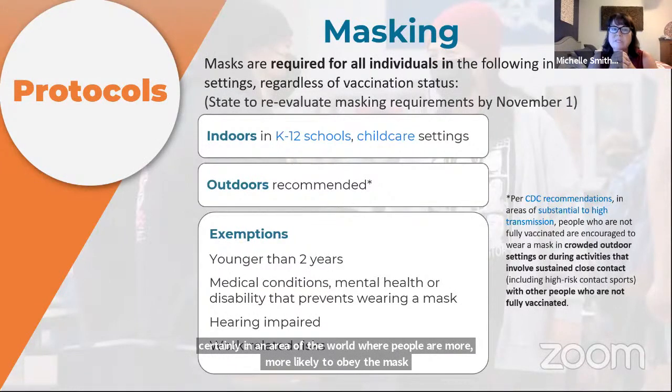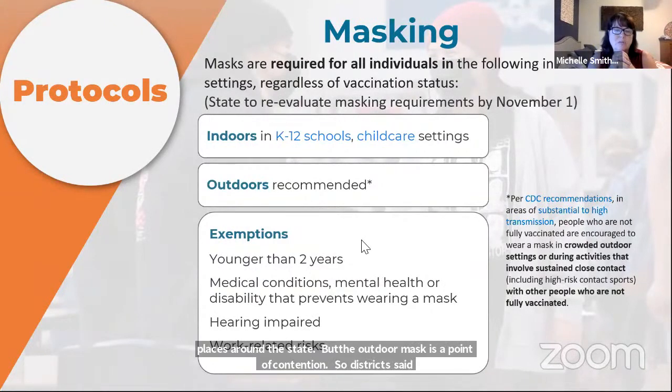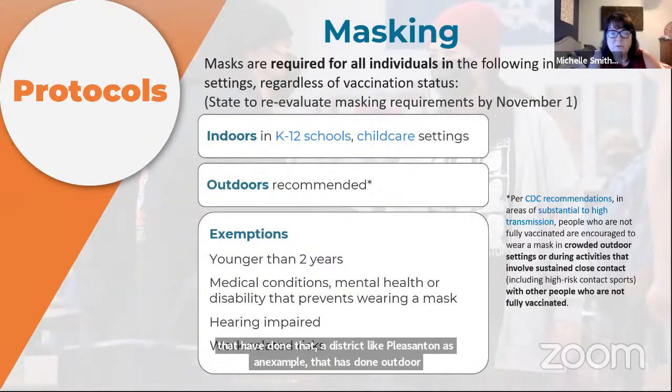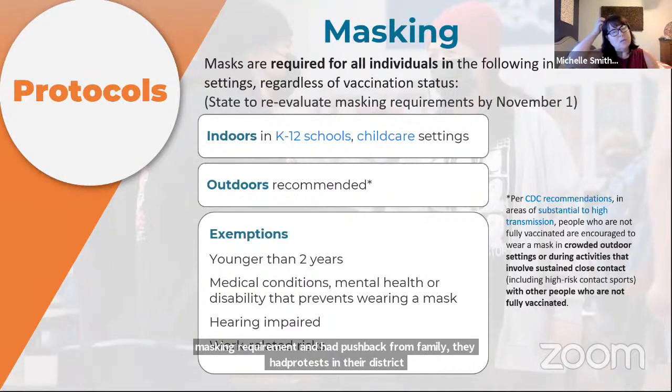But the outdoor mask has definitely become a point of contention. So we have some districts that have said, you will continue to mask outside, and we've had some parent pushback around that. I would cite a district like Pleasanton as an example that has done an outdoor masking requirement and has had some pushback from families, to the point that they've had little protests in front of their district office, but they've hung tight on that rule. And there's been a lot of concern around the lunchtime period.